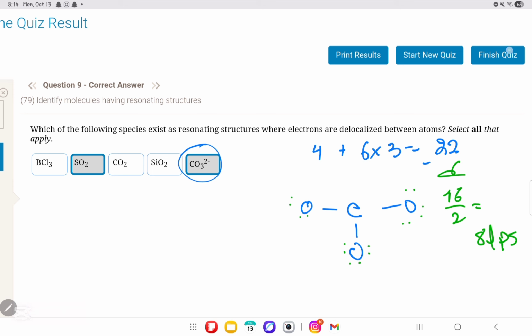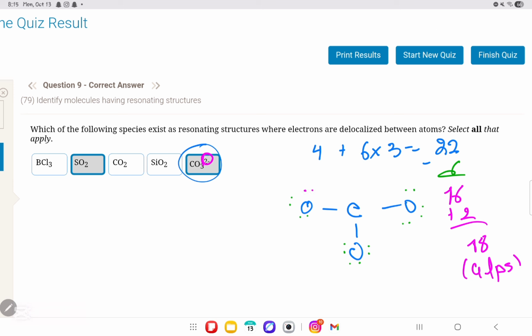Now, we forgot something very important, which is that it's to the minus 2, right? So it's CO3 2 minus. What does that mean? That means we're gonna go back to the original number of electrons we had, and we're gonna add 2 electrons. Why? Because when we say minus 2, that means we're adding 2 electrons to the original equation. So plus 2, that's gonna be 18. So that is 9 lone pairs. That means there will be 1 more pair of electrons over here.